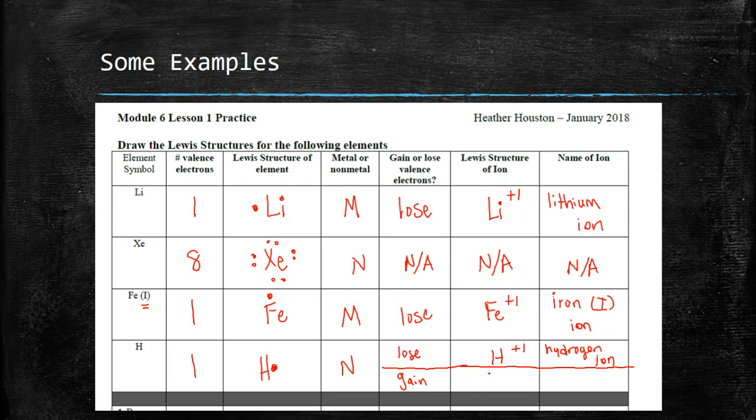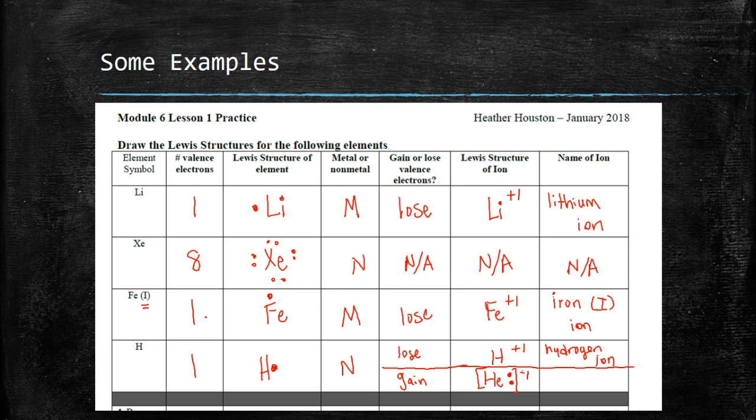If it gains, it's close to helium. So it would gain 1 and it would have 2 dots and then it would become a -1. We would put the -1 on there. And usually when they gain, we put brackets around it just to indicate that the whole thing has a negative charge.